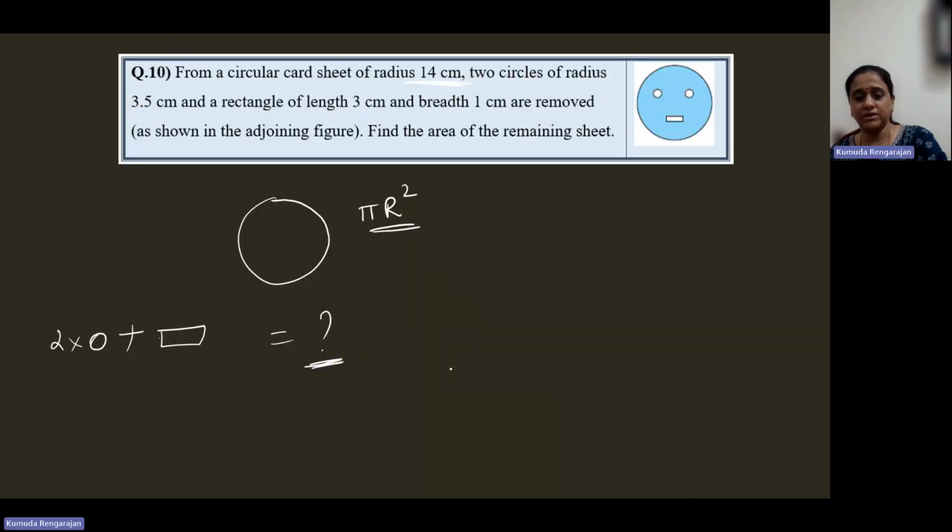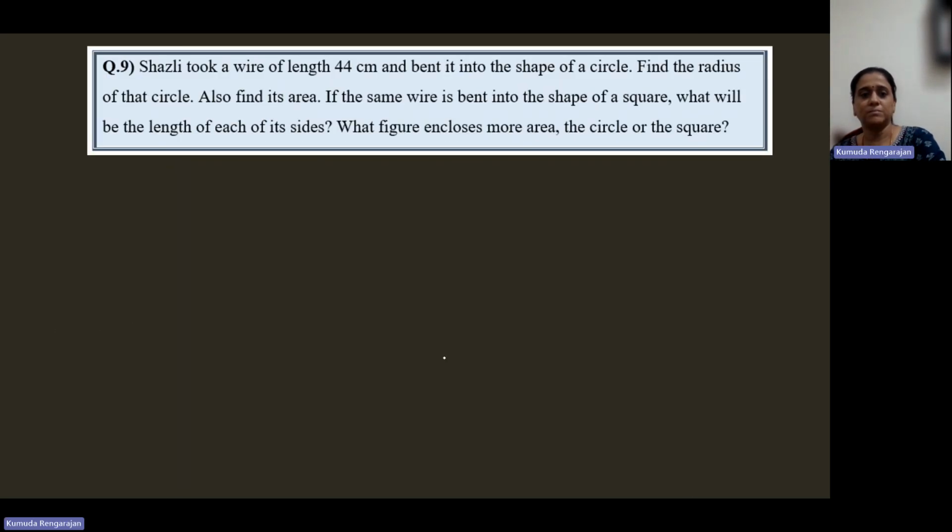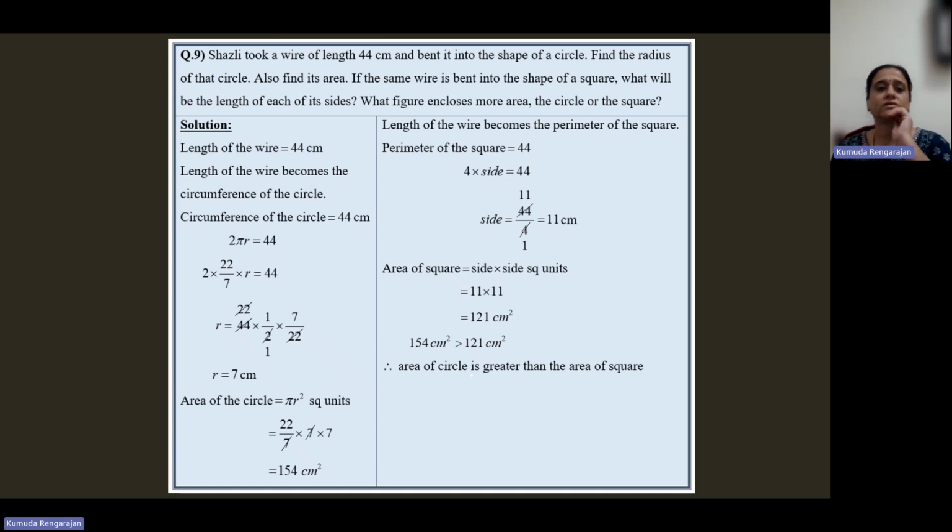Okay, this I'll explain. I think this is different. So see here. I think I should read that. Shazli took a wire of length 44 centimeters and bent it into the shape of a circle. So in the circle, where is that length 44 centimeters?